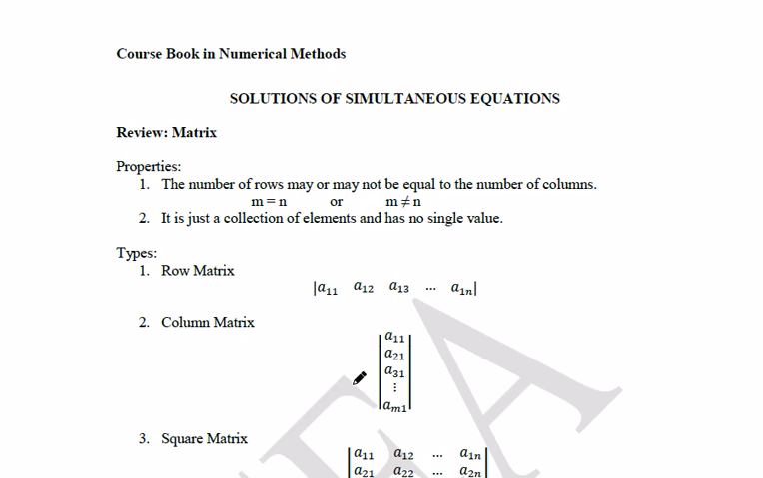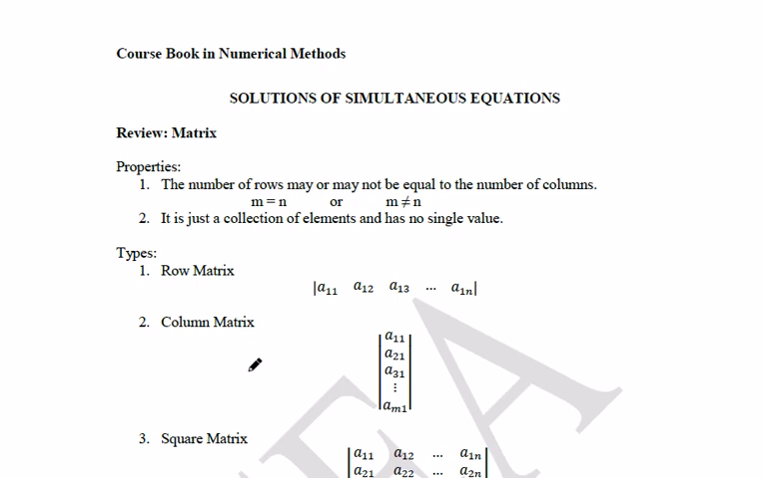But before we go to those topics, let's first review something about matrices. On these slides, we have the properties of matrix. First, the number of rows may or may not be equal to the number of columns. Here, M denotes our rows and N denotes our columns. So according to property number 1, the number of rows may or may not be equal to the number of columns.